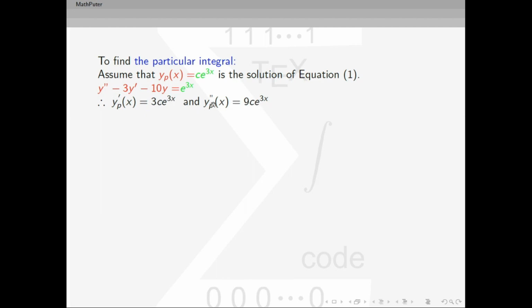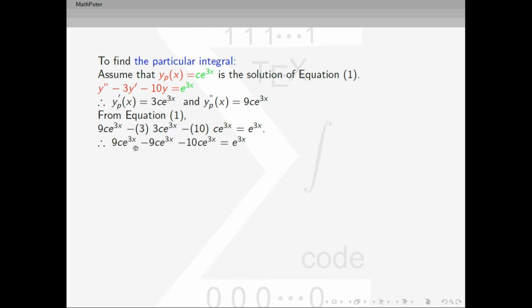Now we are going to substitute y double dash, y dash and y in this equation, which is equation 1, the given equation. So we have y double dash 9c e raised to 3x, minus 3 into y dash, 3c e raised to 3x, minus 10 into y, c e raised to 3x, equal to the right hand side, e raised to 3x. Now look at the left hand side. This is 9 minus 9, so the first two terms will be cancelled out.